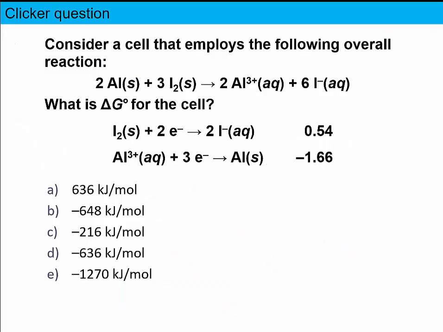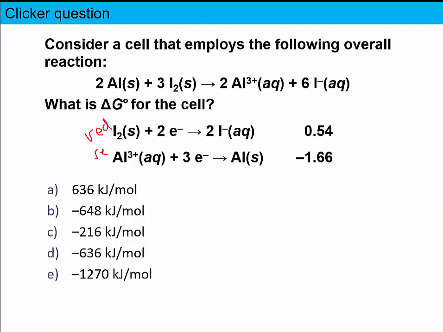Your turn. Consider a cell that employs the following overall reaction. I got 2 aluminums and 3 iodines, giving us Al3 plus and 6 I minuses. What is the delta G for the cell? So we've got our 2 reduction processes over here, keeping in mind one of them is going to need to become an oxidation for you to do this. Okay, pause, come back. All right, you ready?